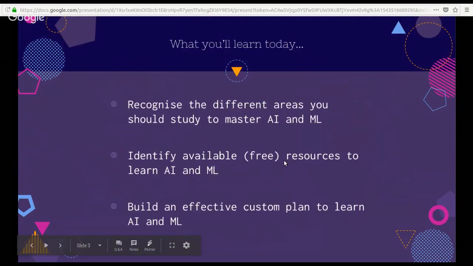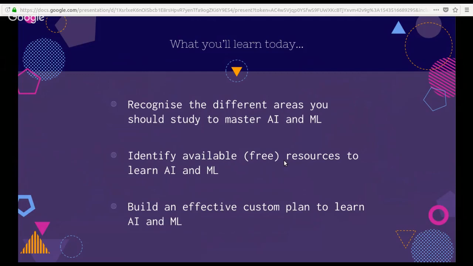So without any further ado, let's move on to the actual learnings that you'll pick up from today's webinar. First of all, you'll start recognizing the different areas you should study to master artificial intelligence and machine learning. I feel this is one of the big issues, because artificial intelligence is such a big thing by itself that sometimes we don't know where we should focus. Also, as a next point, I want you to identify and recognize the available free resources that you can access to learn artificial intelligence and machine learning.